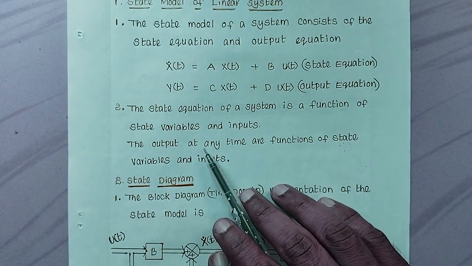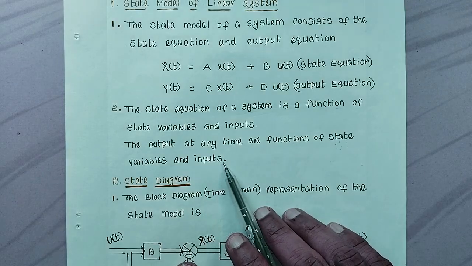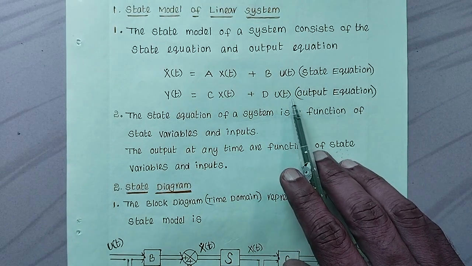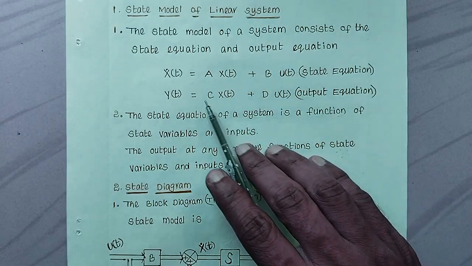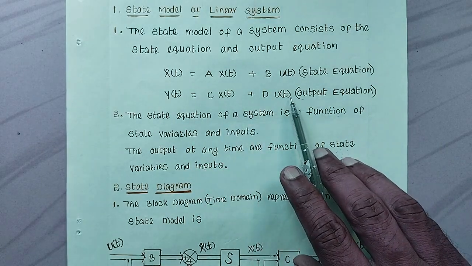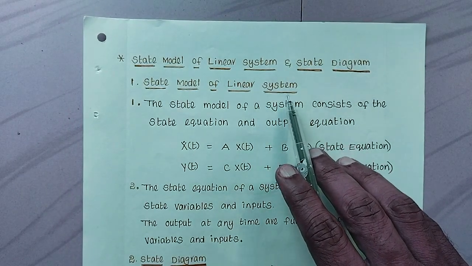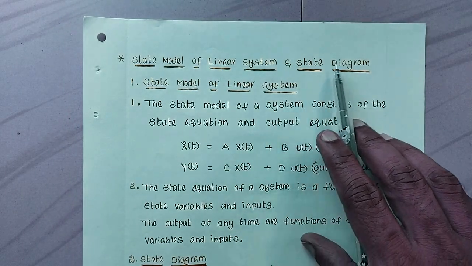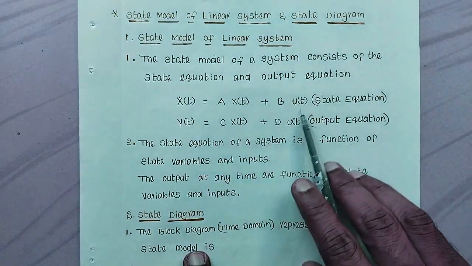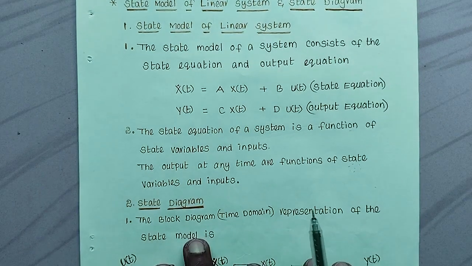The output at any time is a function of state variables and inputs, and y of t equal to c x of t plus d u of t is called the output equation. Output is also a function of state variables and input. So this is the state model of a linear system. Now let us see what is a state diagram. If we give a diagram form for these two equations, it is said to be a state diagram.